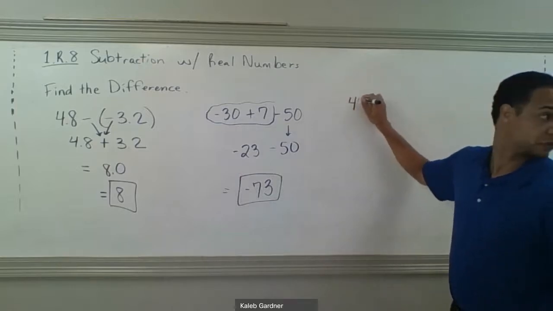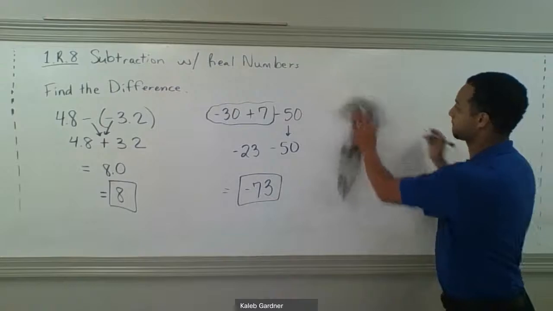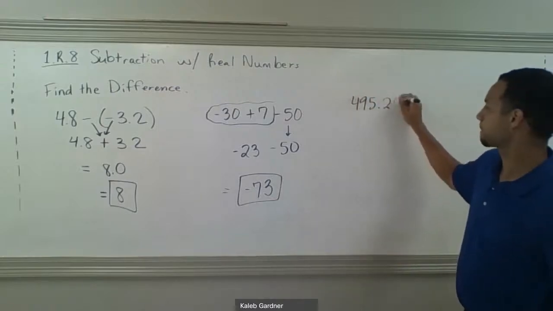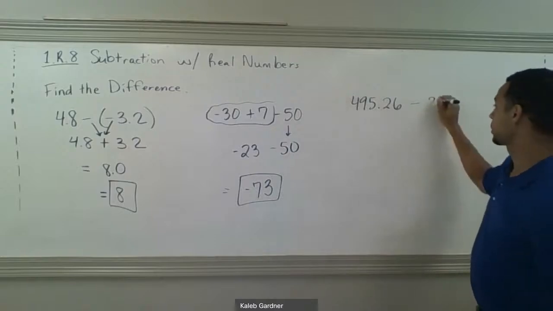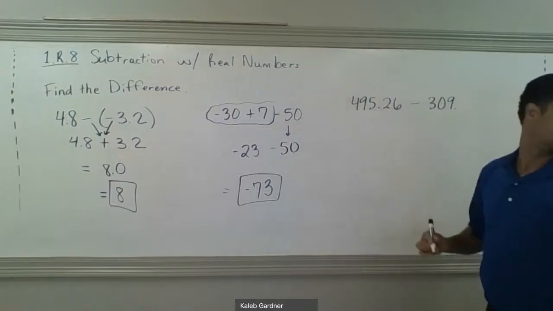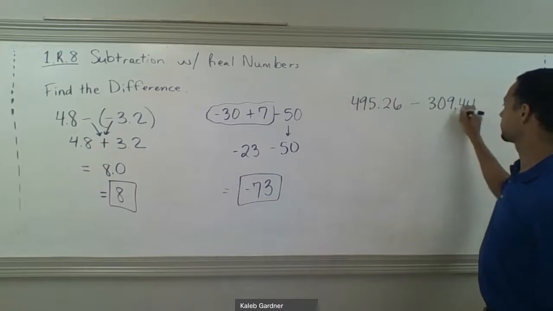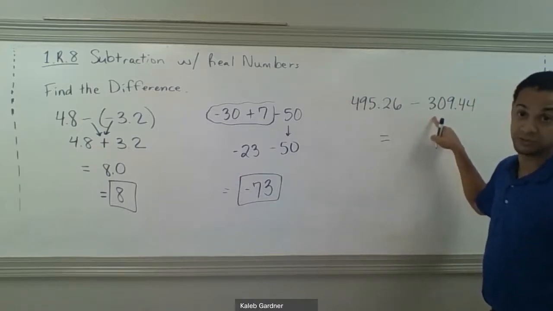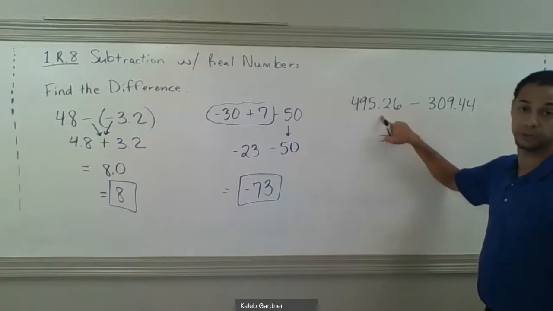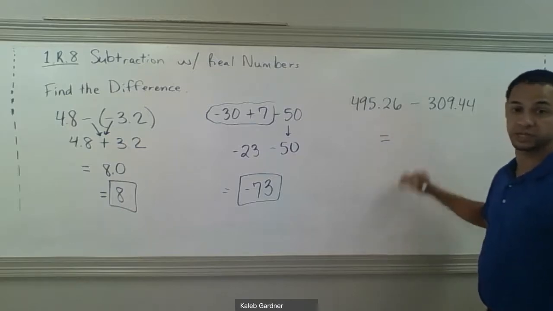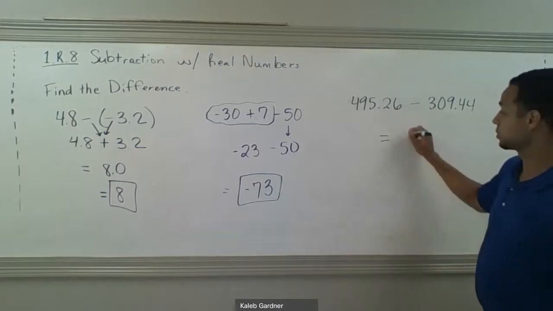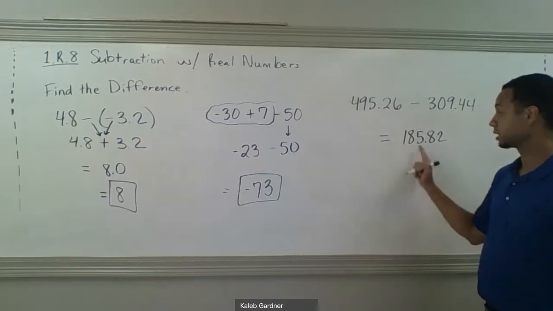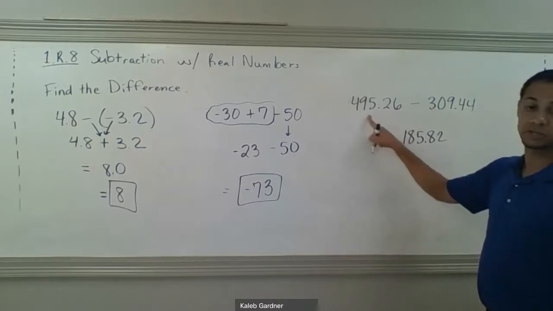Our last example is 0.26 minus 309.44. All right, so again, I've got a positive and a negative, subtract them, keep the sign of the larger. This number is larger, so it'll be a positive answer. I'm not gonna go through all the steps of subtraction here. Our answer is going to be 185.82. Again, this is going to be a positive solution because our larger number was positive.